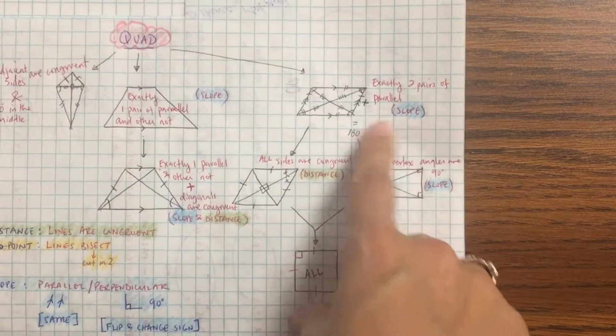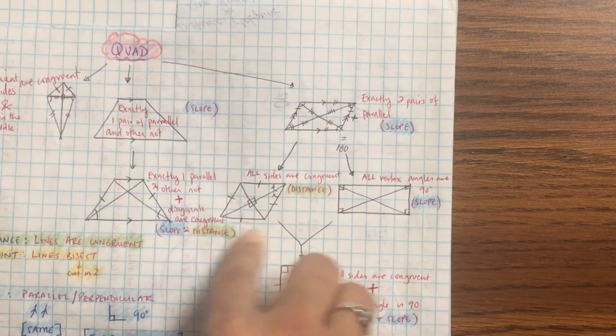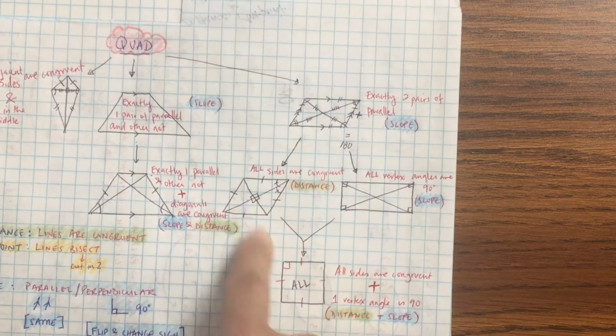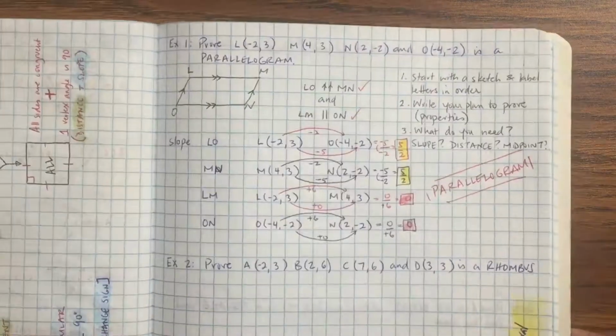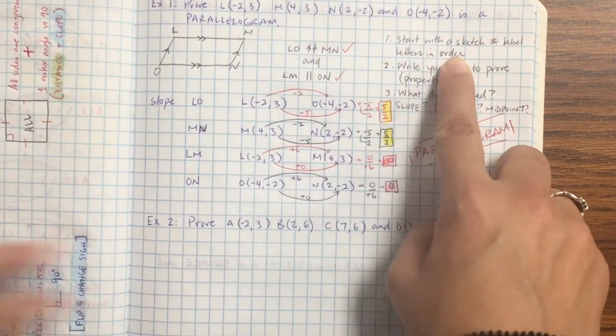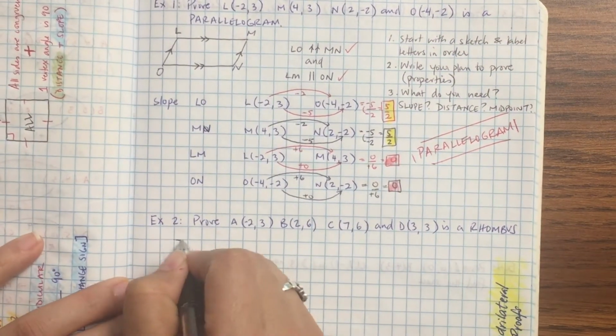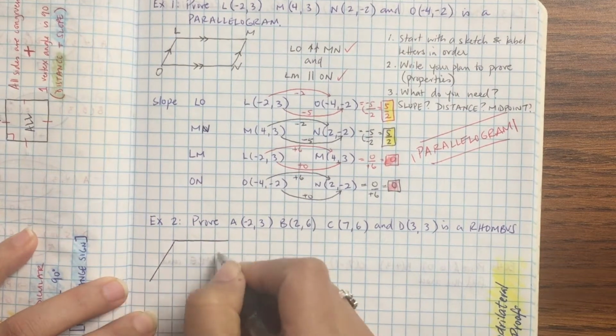Alright, let's prove a rhombus. So what do I need for a rhombus? I need all sides to be congruent. So I need distance. Now, in a square, all sides are congruent too. However, all squares are also rhombuses. So it doesn't matter. If it's a square, it's also a rhombus, is what I'm saying.